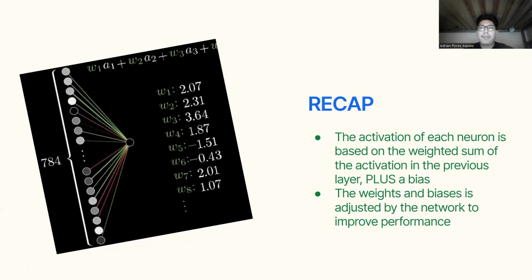Another thing to remember is that the activation of each neuron is based on the weighted sum of the previous layer, plus the bias. This is the first layer, but the second layer's neuron corresponds to the weighted sum of all the neurons in the first layer. Depending on what the weight is, it'll create the value for the next neuron and the next value. That's something very important to learn, and the values vary depending on how bright the neuron is.